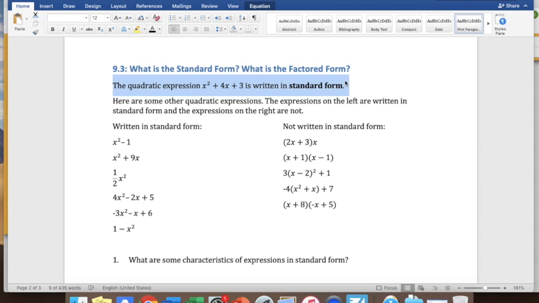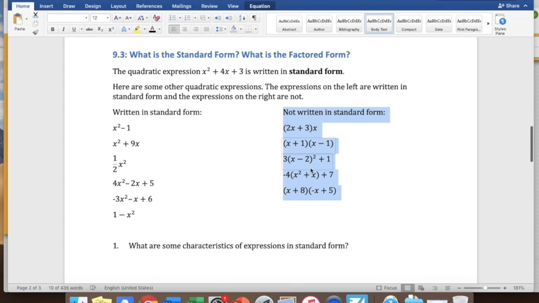All right, and so here's some other quadratic expressions. The ones on the left are written in standard form, and the ones on the right are not. So take a minute and look at the ones on the left. See what they have in common. And look at the ones on the right. The ones on the right are not in standard form. So think about what the characteristics of the ones in standard form are, and maybe what the characteristics of the ones that are not in standard form are.